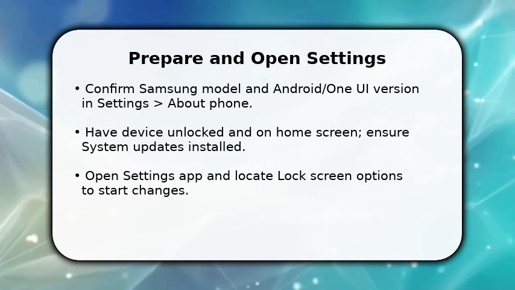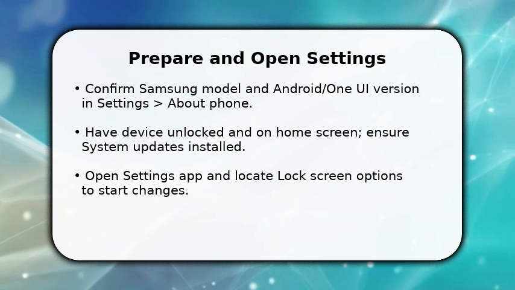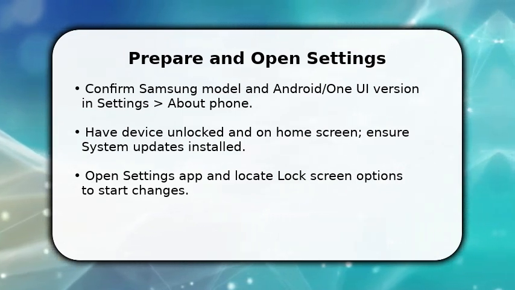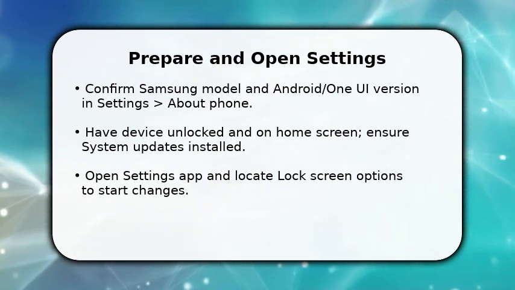Enjoy the video. You start by confirming essentials, model and One UI version so options match what you see. Once done, unlock the phone and open settings. Make sure updates are applied so features work correctly.